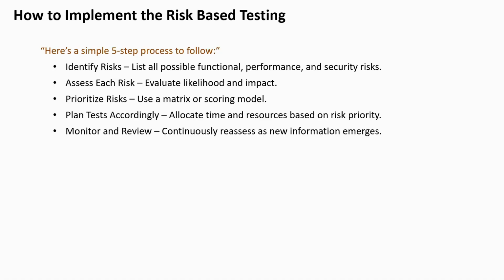Then the 4th step is to plan the test accordingly. Allocate the time and resources based on the risk priority. The 5th one is monitor and review. Continuously reassess as new information emerges. So risk assessment or risk identification should be a continuous process. It should not be a one-time effort, because we are going to add new features to the application. So as new information emerges, we again need to conduct the risk assessment.